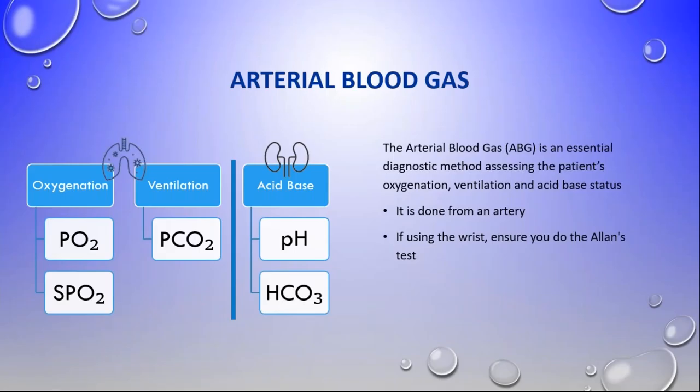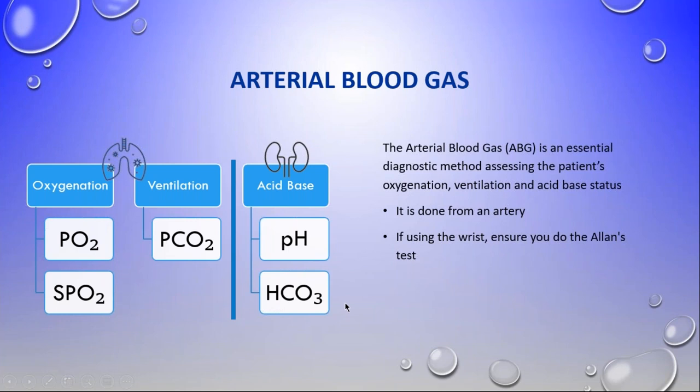So how do I look at a blood gas? When I look at a blood gas, and I'll show you after this slide how I do it, I look at it on two levels. I look at it from a lung, what is happening in the lung at the respiratory level, and what is happening at the kidney, because the kidney controls acid base.